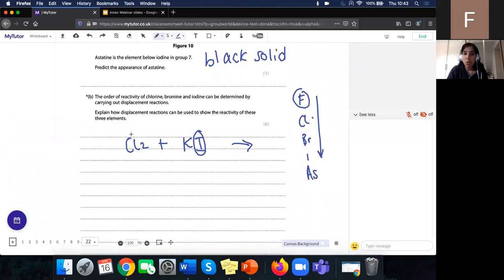So if we react chlorine with potassium iodide, because the chlorine is more reactive, it removes the iodine from the solution and produces potassium chloride plus iodine. And remember I said, what colour will that form then? Does anyone remember what colour if we've got iodine left? Brown. Excellent. Well done, people saying red, brown or brown.